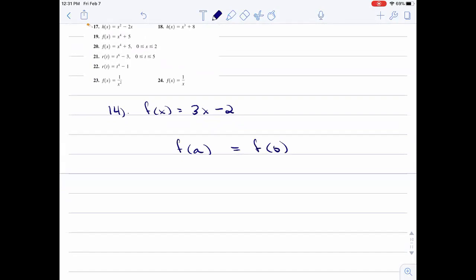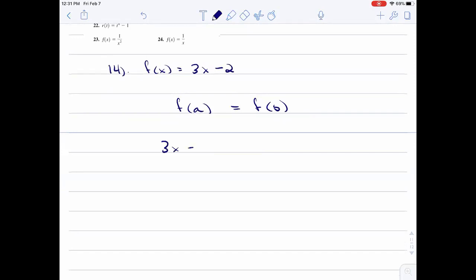F of a is just, this is way easier than what we were just doing, we just plug in a wherever we see an x, so 3a minus 2, and then for f of b, I use 3b minus 2. So you're going to set it up like this, and then you're going to work through it. I'm going to move things around, simplify, and at the end, if I end up at a equals b, it is one-to-one.